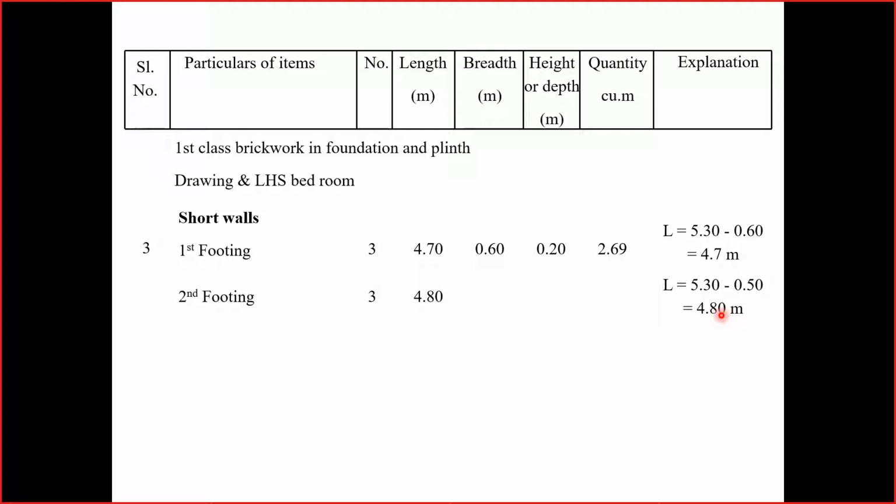Length is known. Length multiplied by width, which is 0.5, multiplied by height will give the volume. The total volume multiplied by such numbers will give us the total quantity. So this is the total quantity.